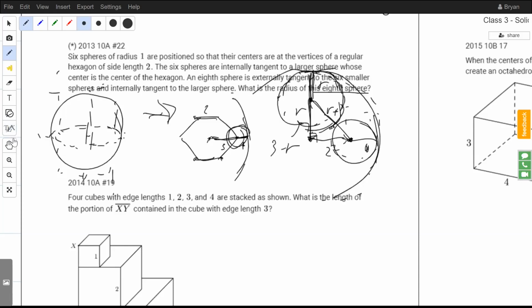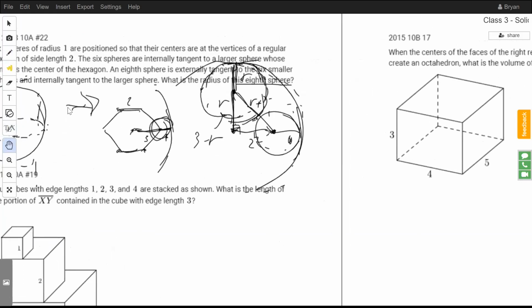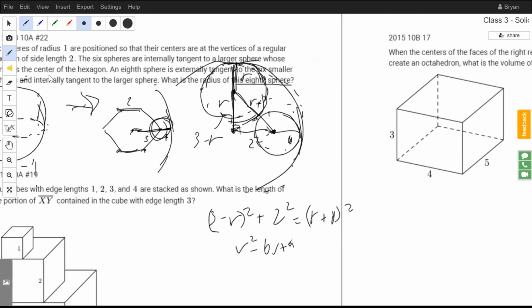So what we basically did is turn the 3D problem into just the Pythagorean theorem. So (3 minus r) squared plus 2 squared equals (r plus 1) squared. From here we'd have r squared minus 6r plus 9 plus 4 equals r squared plus 2r plus 1. R squared cancels out. So 8r equals 12, and r equals 3 over 2. That is the answer.